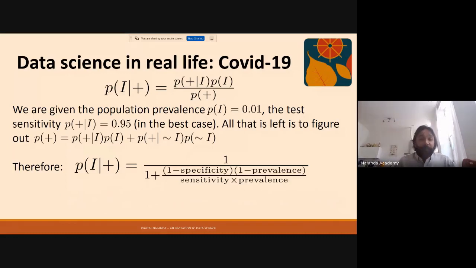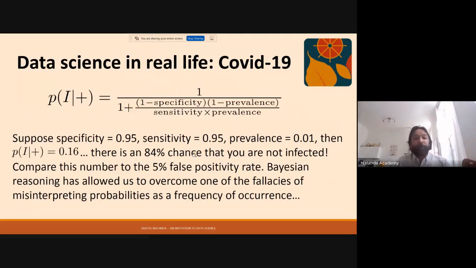The probability that you indeed are infected, given the results of a positive test, is given by this formula. We just applied Bayes theorem: 1 over 1 plus (1 minus the test specificity times 1 minus the prevalence) divided by (the sensitivity times the prevalence). Okay, so let's put in some numbers.